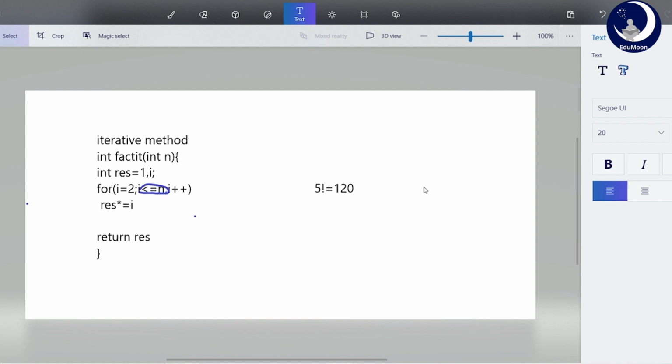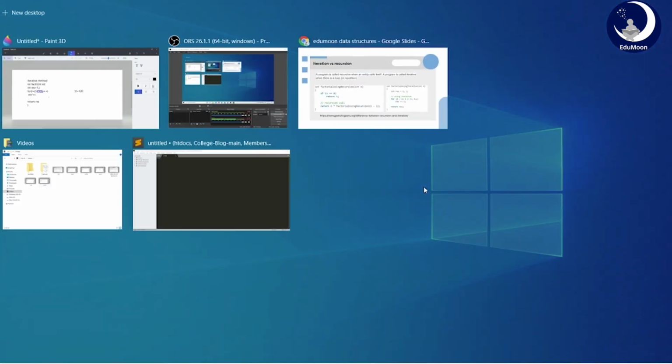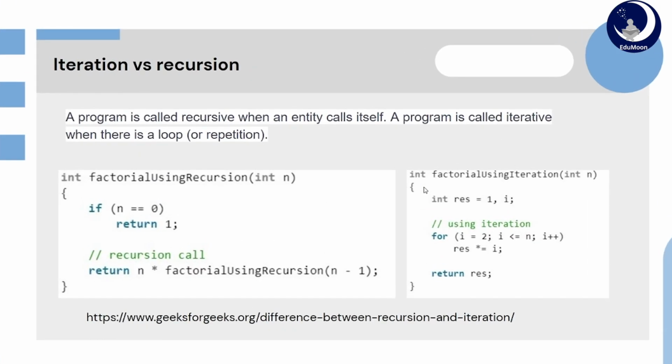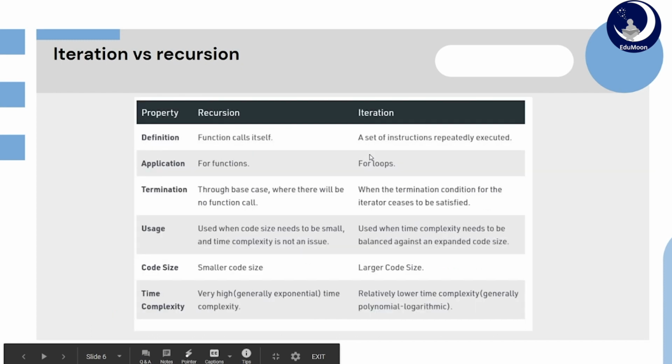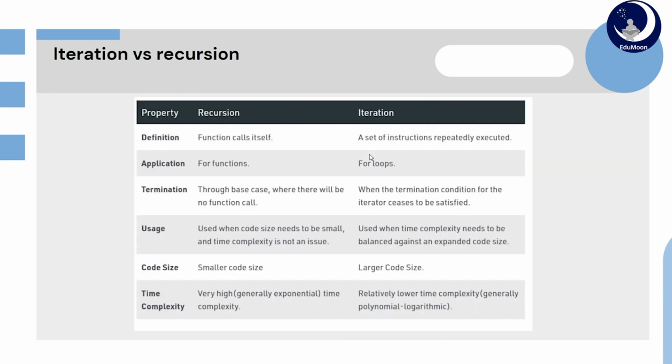So now let us go back to our slides. This is the recursion program code and this is the iteration code or logic. Now next one, iteration versus recursion. You can go through the differences in the document given below.